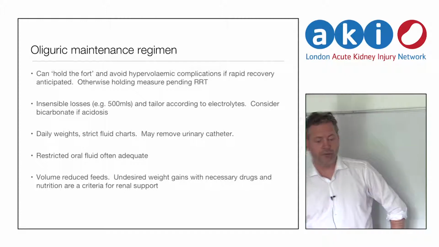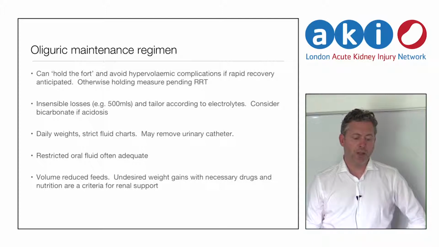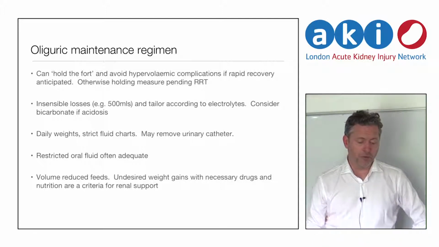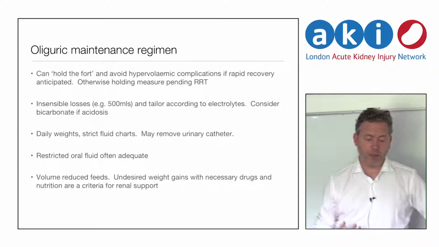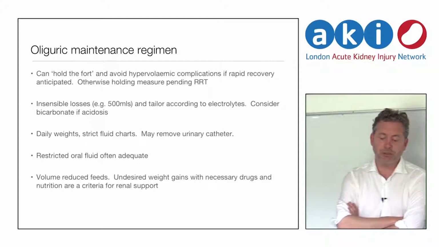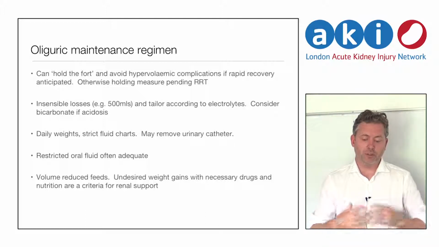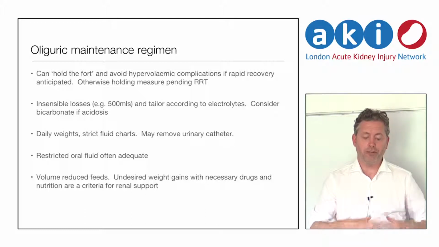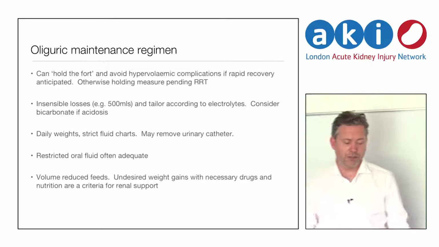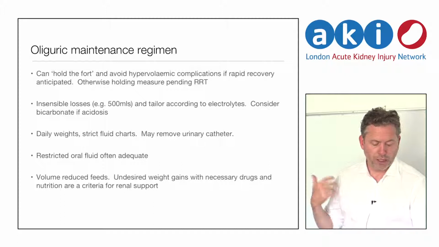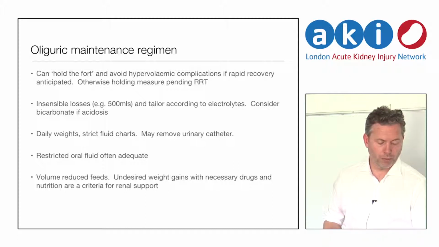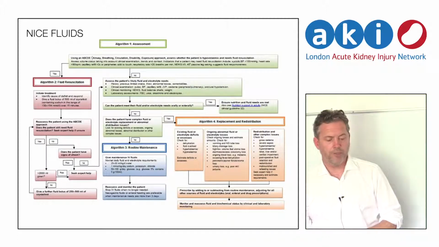You can remove the urinary catheter if they're oliguric. Restricted oral fluid is often adequate. We can use volume-reduced feeds. We can see undesired weight gains with drugs and nutrition, and if nutritional adequacy and therapeutics require a level of fluid administration that the patient cannot tolerate, we would need to institute renal support with dialysis or CRRT.